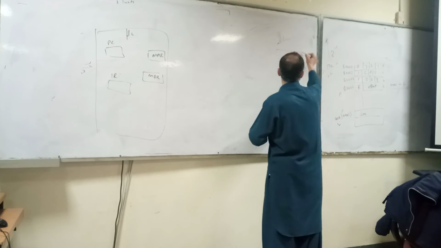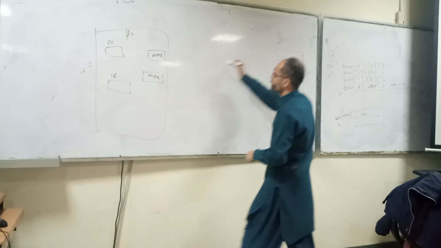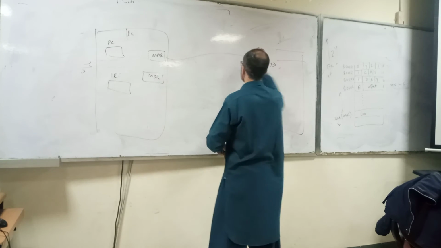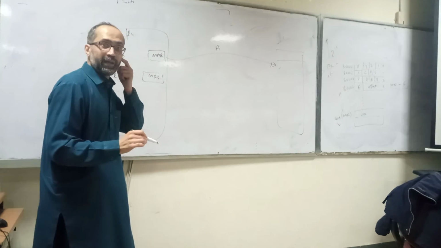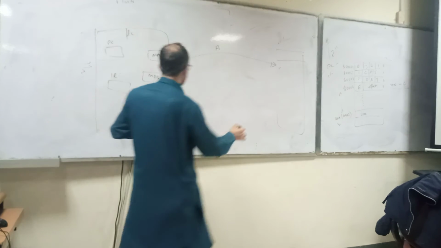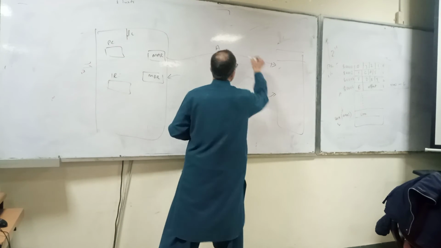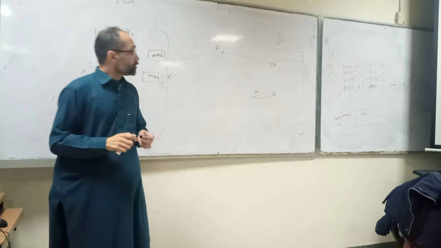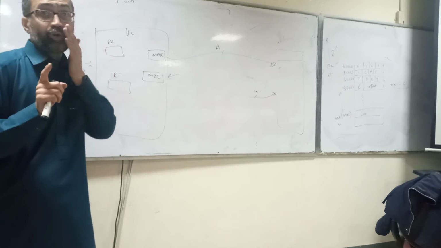This MAR is interfaced with the memory, and this memory has an address line of A and a data line of W. So what is a program counter? The program counter contains the address of the instruction to be executed from memory.